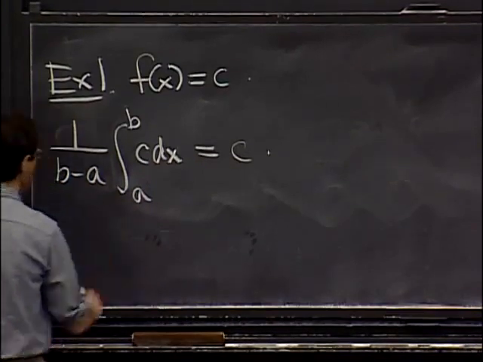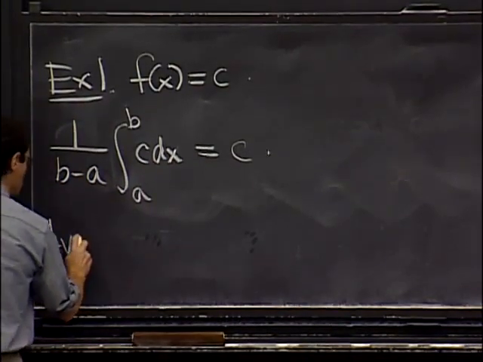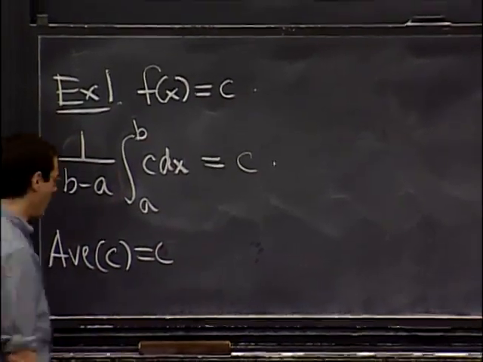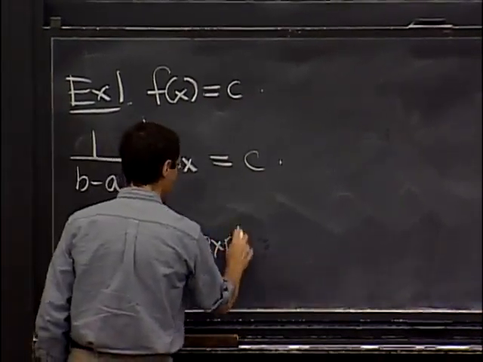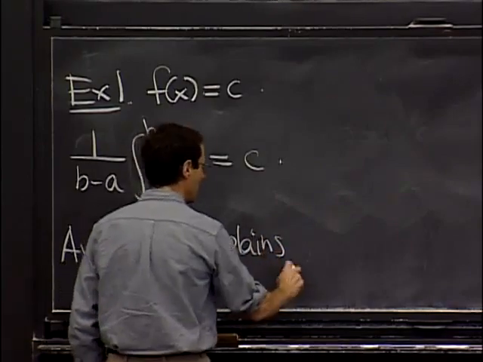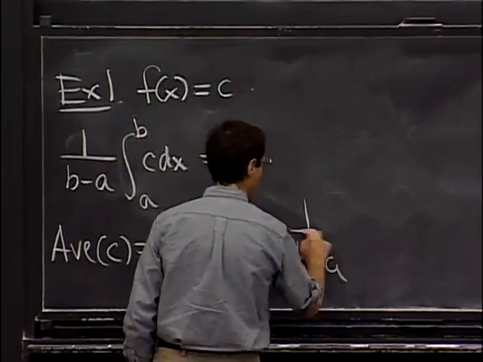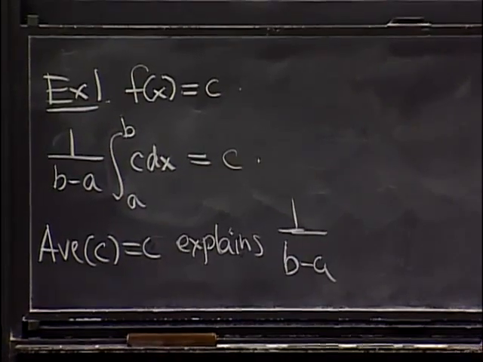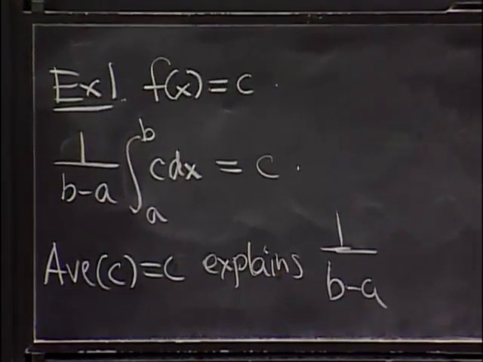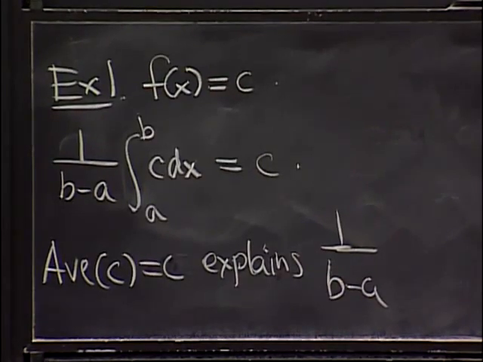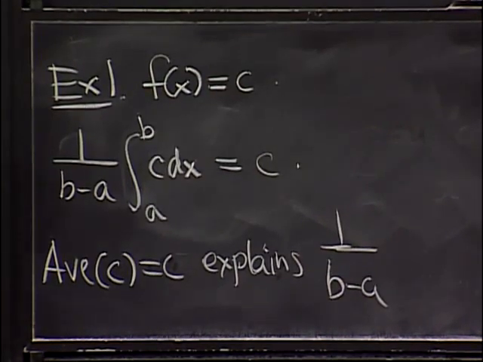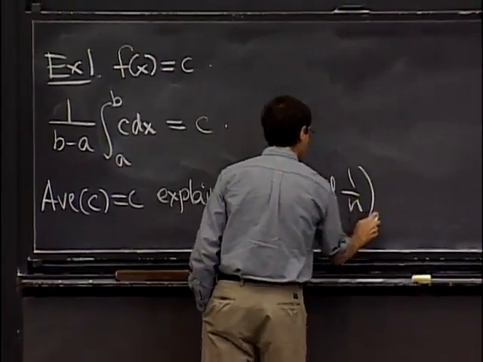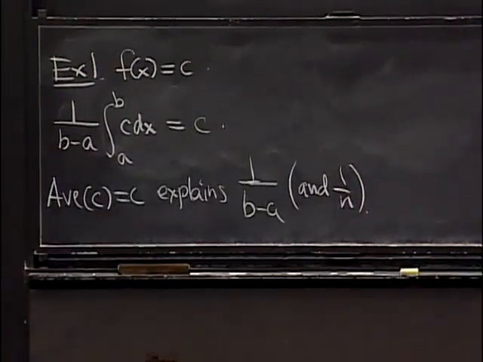The answer is c. And so the fact that the average of c is equal to c, which had better be the case for averages, explains the denominator, explains the 1 over b minus a there. That's cooked up exactly so that the average of a constant is what it's supposed to be. Otherwise, we have the wrong normalizing factor. We've clearly got a piece of nonsense on our hands. And incidentally, it also explains the 1 over n in the very first formula that I wrote down.